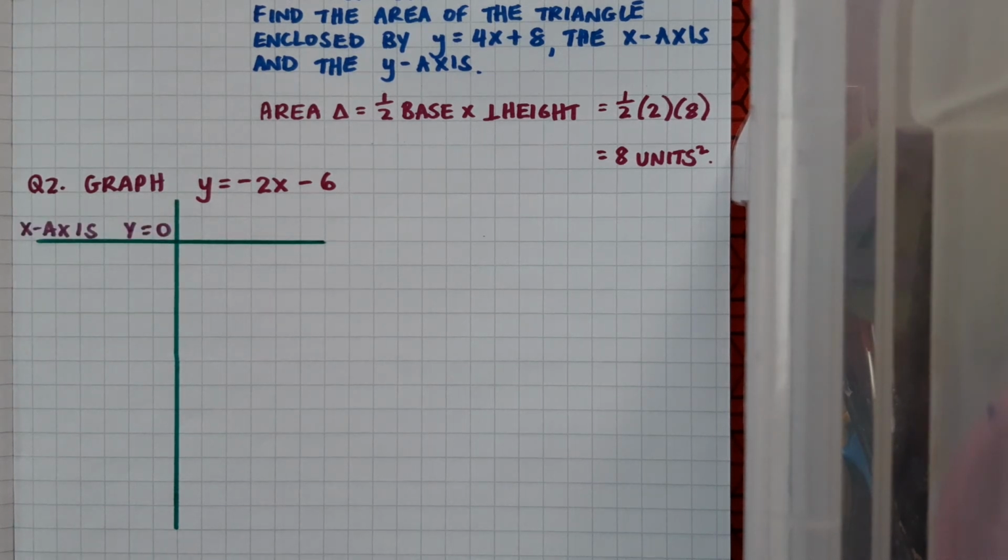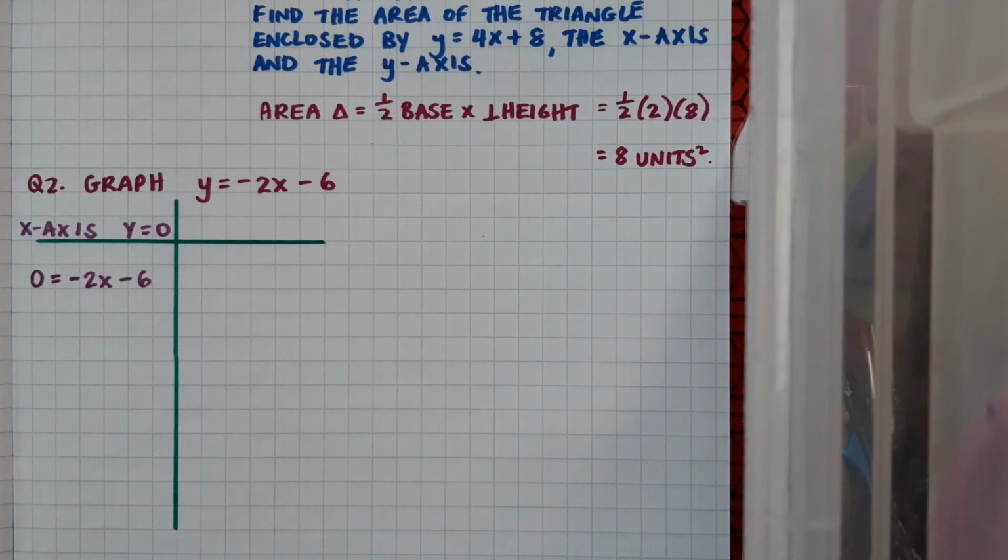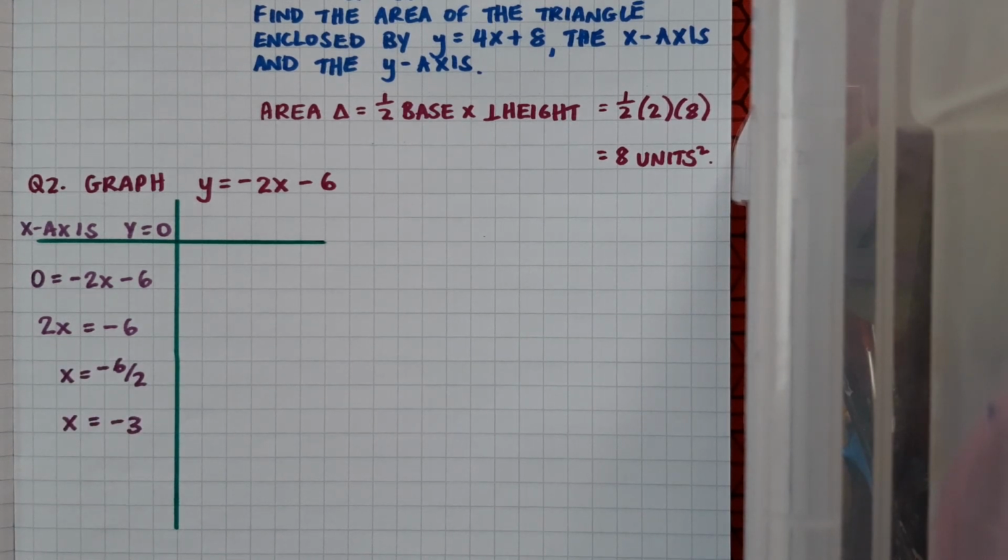We'll start off with the x-axis by letting y equal to 0. So we'll have 0 equals -2x minus 6. And then I'll bring my x's to one side and my numbers to the other. So this time I'm bringing the x across, giving me 2x equals -6. And then I'll divide across by 2. And I'll get x equals -3. And then of course I'll put my x and my y together to make a point. So that point is the point -3, 0.